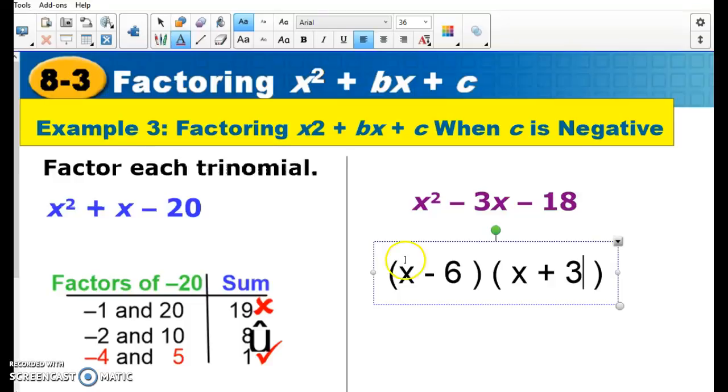Make sure you are putting them in this order. So it could be x plus 3 and then x minus 6. It doesn't matter about that, but make sure that the negative sign is with the 6. If it was the other way around, you'd get a plus 3, and then you wouldn't get the same answer.